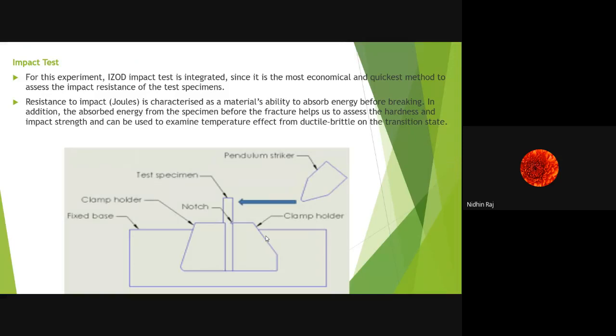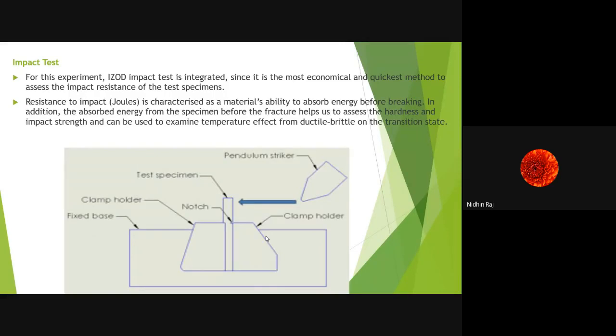Now, the next test that was carried out was the Izod impact test. Since this is the most economical and quickest method to assess the impact resistance of the test specimens, the Izod test was carried out. Resistance to impact, measured in joules, is characterized as a material's ability to absorb energy before breaking. In addition, the energy absorbed by the specimen before fracture helps us to assess the hardness and impact strength, and it can be used to examine the temperature effect on the ductile to brittle transition state.